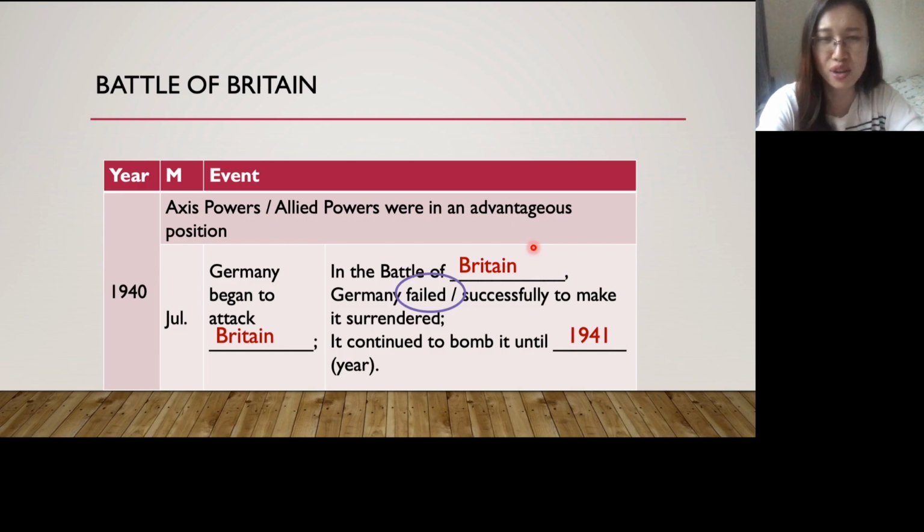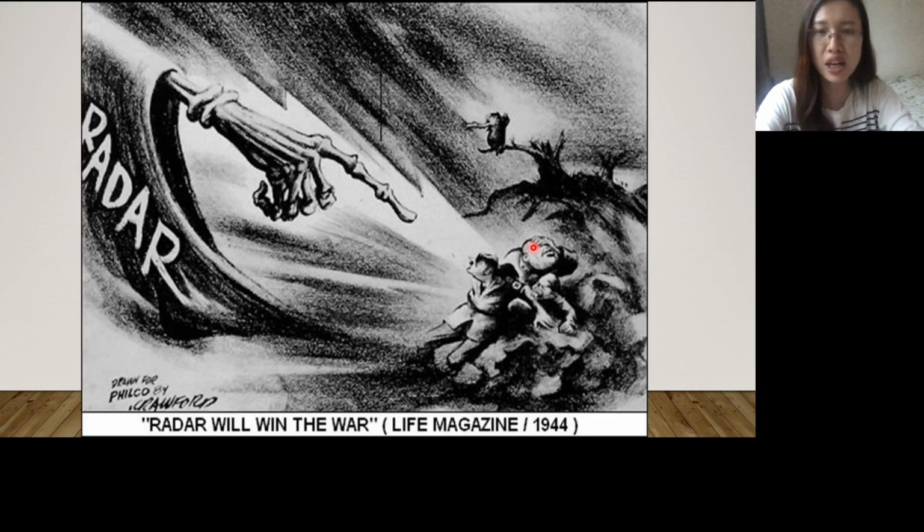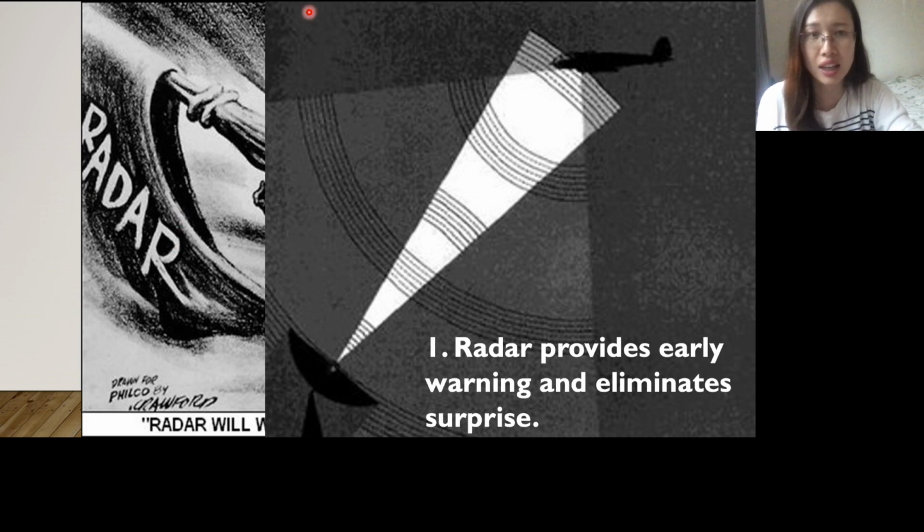So why was Britain so tough to make surrender? We have to thank two things. The first thing is radar. Radar will win the war. You can see this is Hitler. So why can radar be important? What's the function of radar? Radar can predict the attack, right? If they were sending air raids or bombing planes, radar can detect them at an early stage, provide early warnings and eliminate the surprise. As we all know, one of the most important features of the blitzkrieg is the surprise. But now, thanks to radar, their attacks have become predictable, right? This gives people time to find a place to escape from the bombing attack.